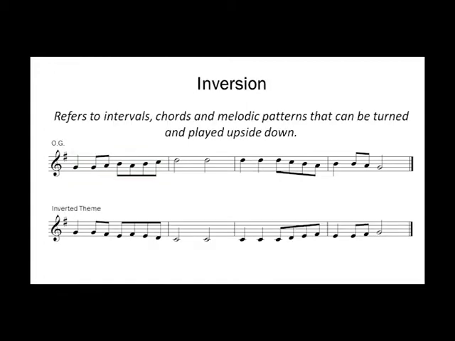Our next one is called inversion, referring to intervals, chords and melodic patterns that can be turned and played upside down. We mentioned that our original melody starts on G and goes all the way up to D, 5 notes above, or the dominant. When we invert a melody, we take the same intervals, but if they're ascending, we descend with them. So have a look at the inverted theme underneath. It falls all the way down to a C, which is of course a fifth below.